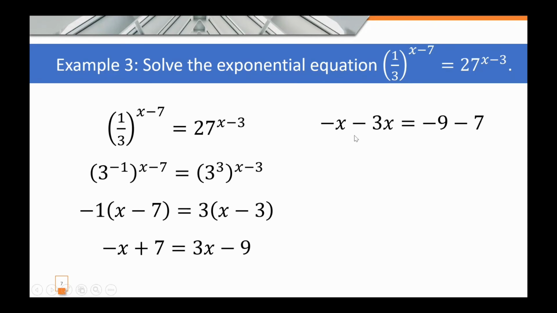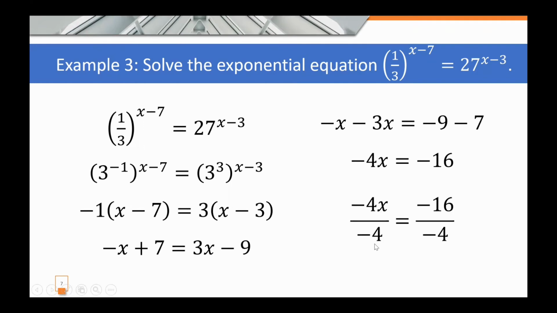So here, you can now transfer 3x to the left side of the equation. That will make negative 3x. And the constant 7 to the right side of the equation, that will become negative 7. Negative x minus 3x is negative 4x. Negative 9 minus 7 is negative 16. You have to divide both sides by negative 4 so that you can get the value of x.